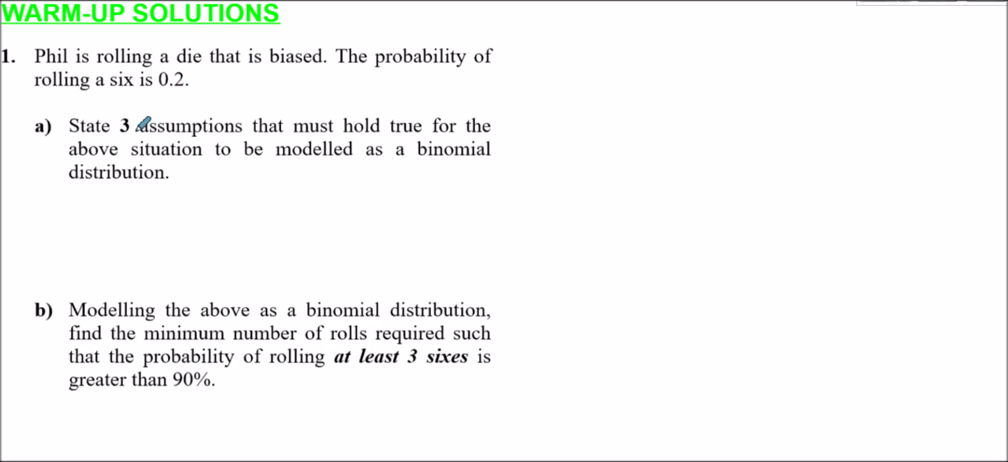So for part A, we need to state 3 assumptions that must hold true for this above situation to be modelled as a binomial distribution. So what we're doing here, it's actually a recap from chapter 6 of the stats where we looked at the binomial distribution. There's actually 4 things you could say, 4 assumptions, so you just need any 3 from these following 4.